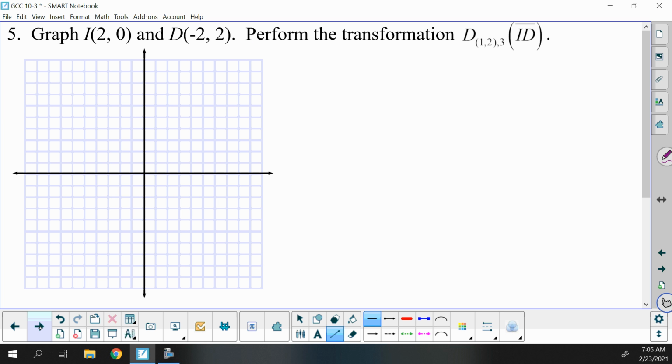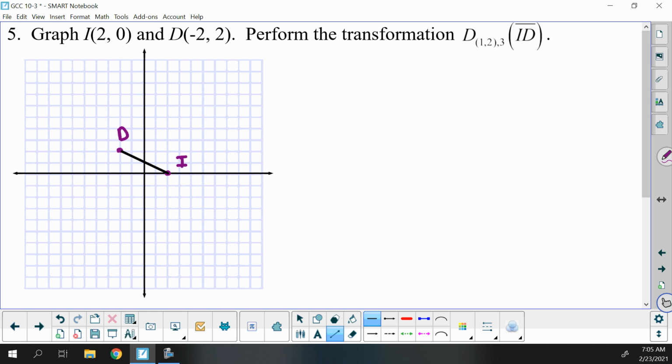So moving down to the bottom, we've got (2, 0) for I, which would be right here. And we've got (-2, 2) for D, which would be right here. Now notice they're telling us this is a line segment, so we don't want to extend this forever. We want it to just go from I to D.